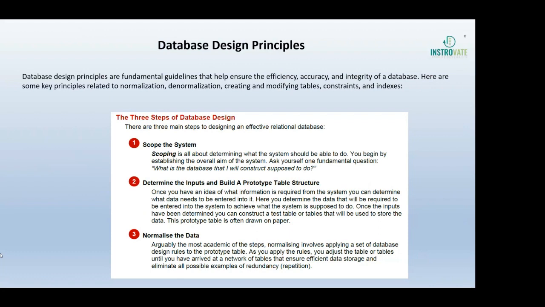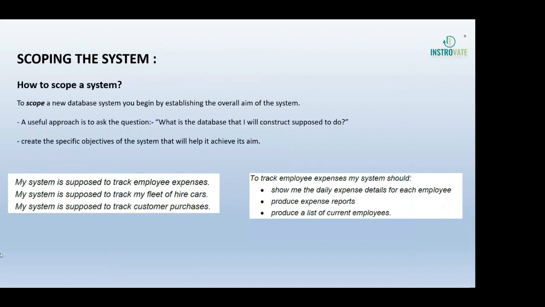Normalization organizes data to reduce redundancy, and denormalization does the opposite of it. Here we reintroduce redundancy for query performance. So we will see all three points in more detail. First, scoping the system.